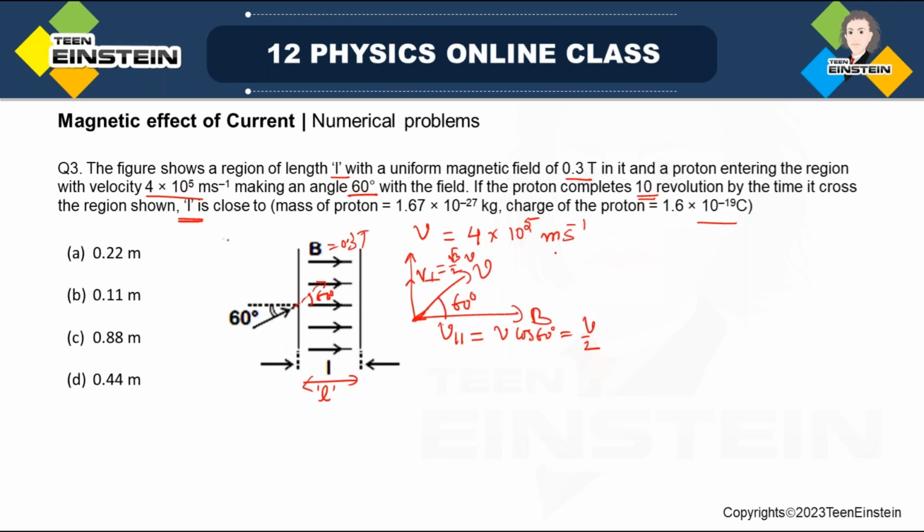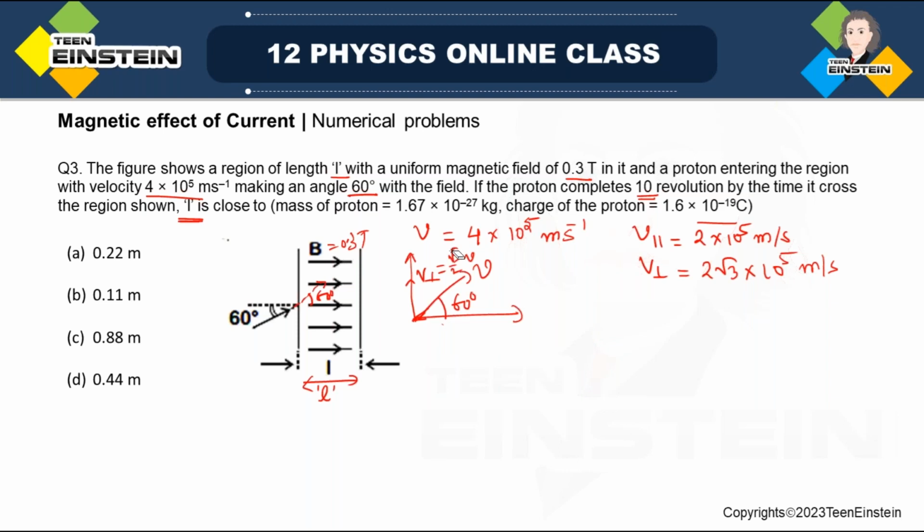Okay, so I'll just write it down and I'll clean this portion. I'll write V parallel as V by 2, that means 2 × 10⁵ m/s. And V perpendicular, let us keep this as root 3 by 2 into 4, that means 2 root 3 into 10 to the power 5 meter per second. Okay, then I'll just clean this portion.